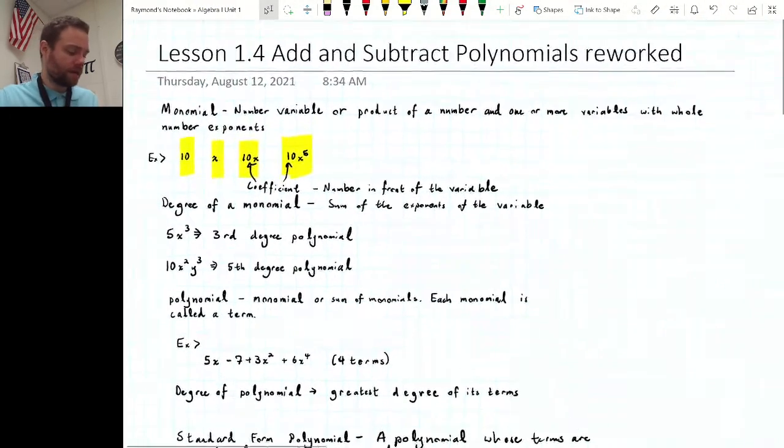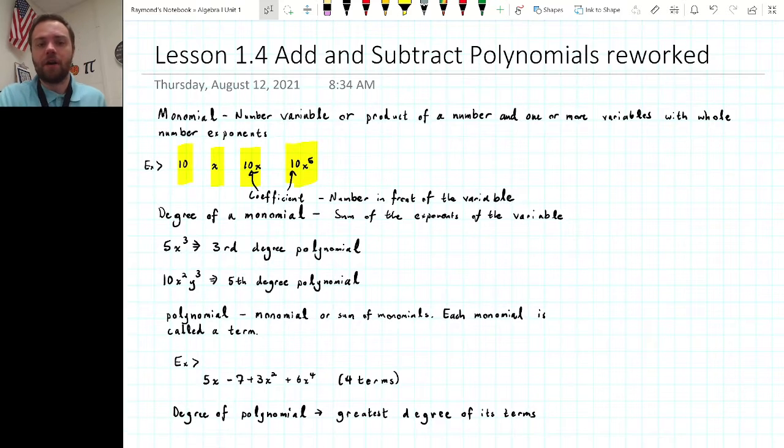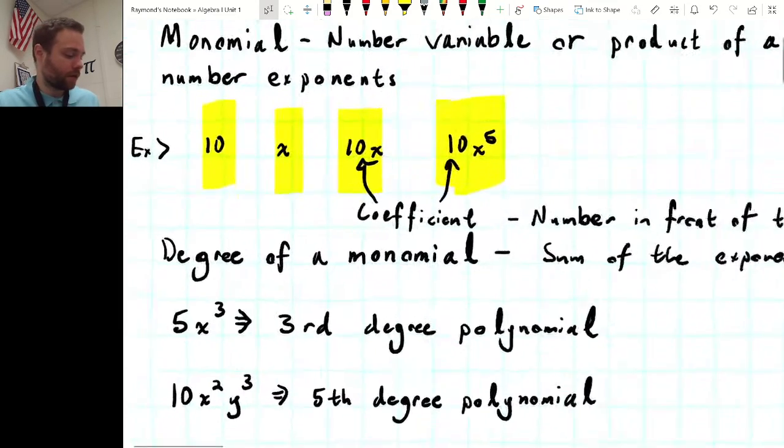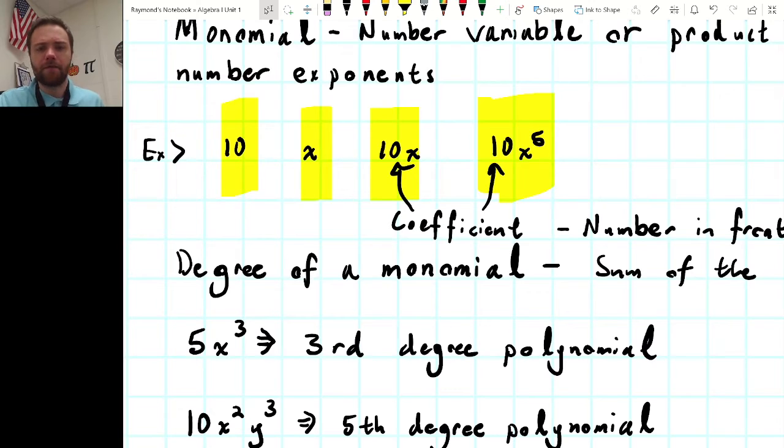Okay, so the first definition that we're going to talk about is monomial, which is a number, variable, or product of a number and one or more variables with whole number exponents. So if you take a look here, I've got 4 terms, and each one of these is a monomial as long as it's alone. Mono means one, so one term. So I've got 10. 10 is a monomial. X alone is a monomial. 10x is a monomial, even though there's a number with it. And then 10x to the 5th is also a monomial.